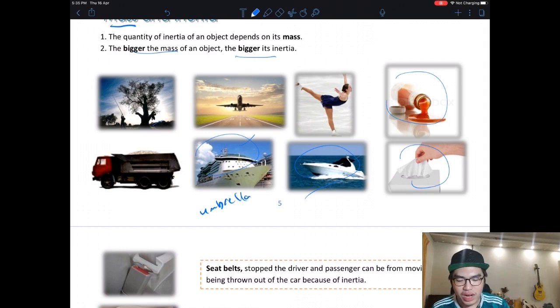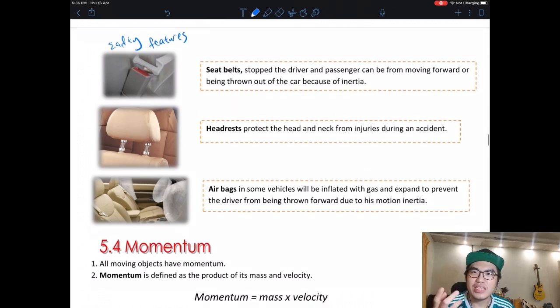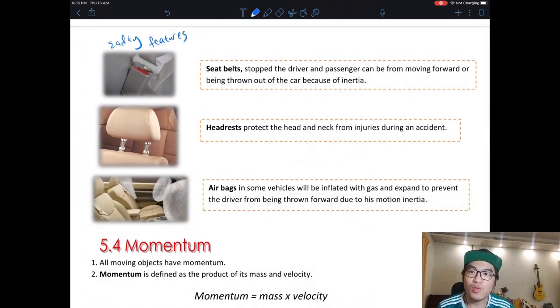So what are the safety features in car? This one you need to know. Okay, you need to memorize this. Only 3 examples here. So what are the safety features in car that use inertia? Number 1, seat belts. So like I said, when a car stops, you want to keep moving forward. That's why the seat belt is there to prevent you from moving forward.